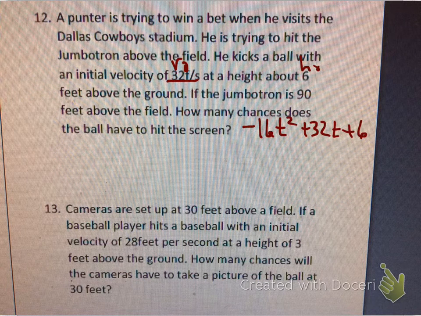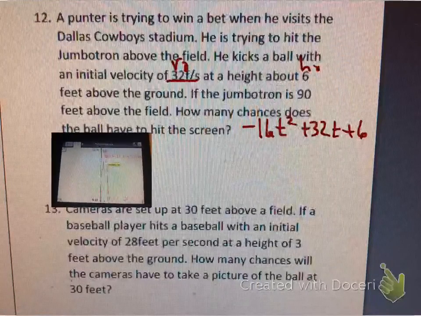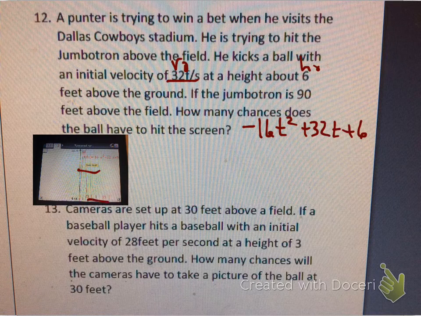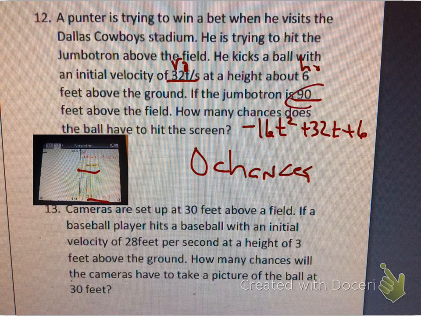Okay, so this is what I get for making numbers off the top of my head, because this is what happened. And I'll take a picture to show you. So right here, I've got this, and this is the maximum height, and it only gets up to 22 feet. So did he hit the jumbotron? He didn't even come close, and this is probably not a guy that's got a very long career in the NFL. So how many chances does he have to hit the ball based on these numbers? 0 chances. Because the max that his height got was 22 feet, and he's trying to hit something that's 90 feet high.